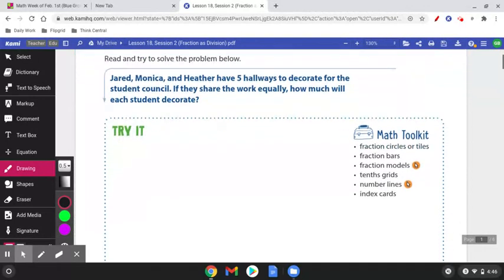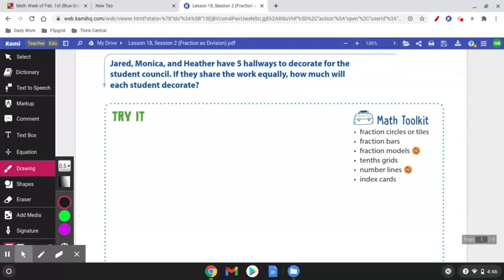Here is the question. We have Jared, Monica, and Heather, so these three people, have 5 hallways to decorate for the student council. If they share the work equally, how much will each student decorate? So we are dividing up, and as we're dividing up, we have 5 hallways, and it's being divided among the 3 people. So even though the 3 people are listed first, that is not my dividend. My dividend is my 5. I have 5 halls. That's what's being divided.